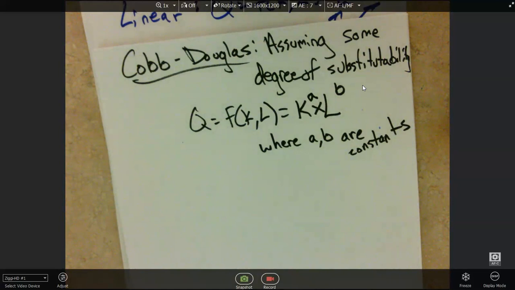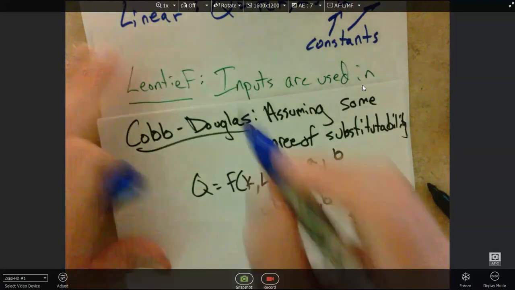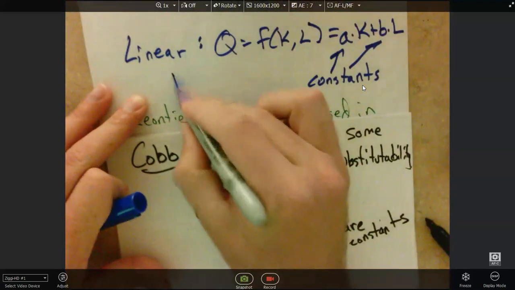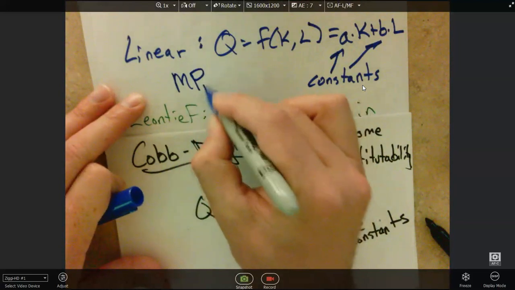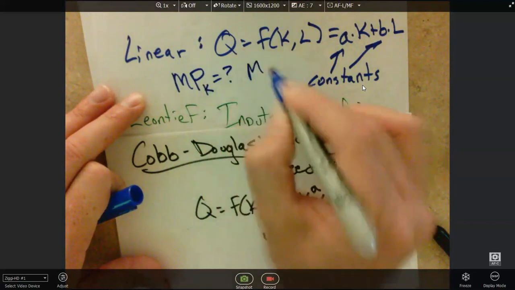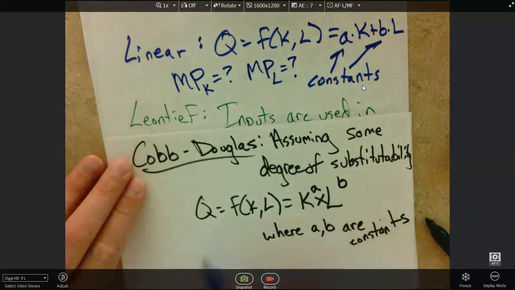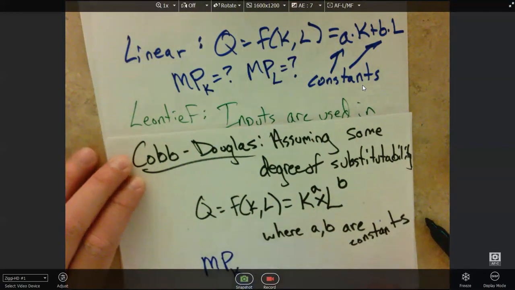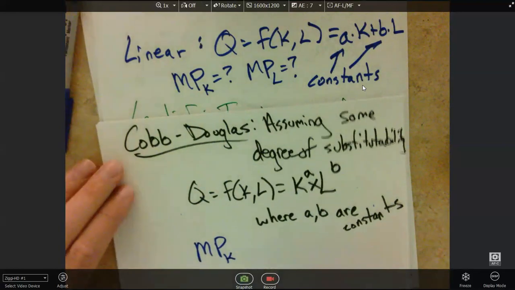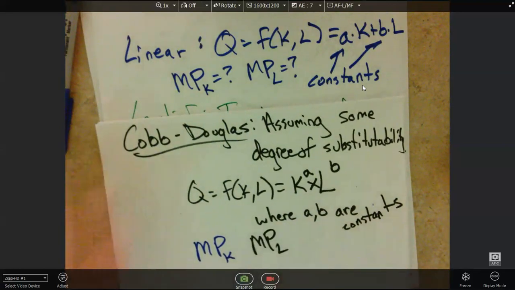So I want you on your own to calculate the marginal products for the linear. What's the marginal product of capital and the marginal product of labor? And then I want you to do it for the Cobb-Douglas as well, the marginal product of capital and the marginal product of labor. All right, go ahead and take the next 2 minutes to do that. Then we'll do questions.